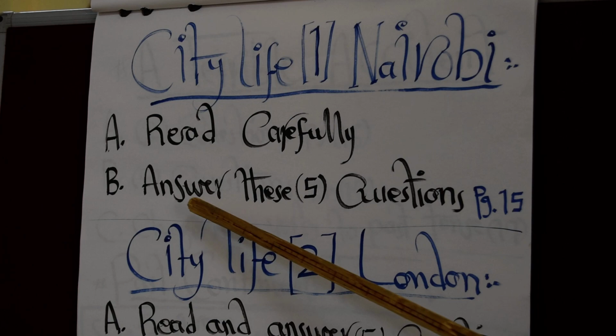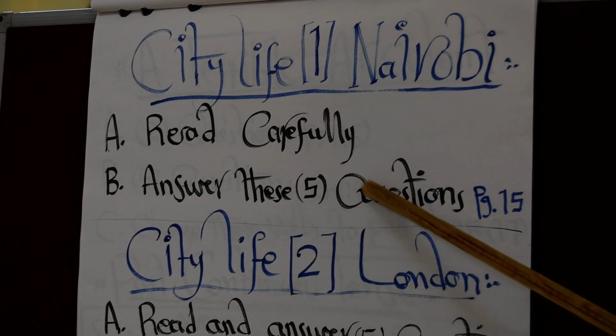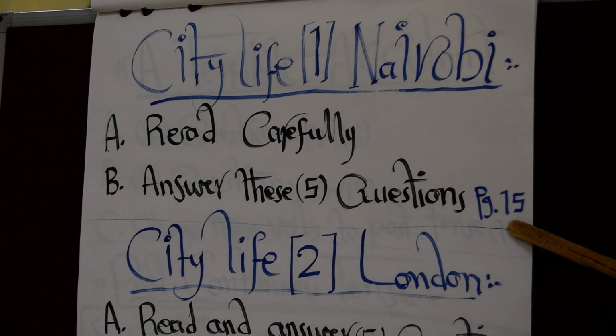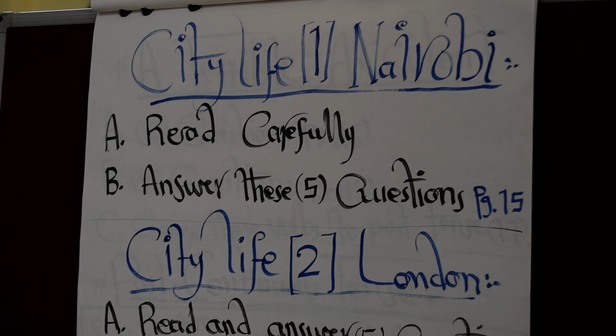Anyway, read about the city of Nairobi carefully, then answer those 5 questions. You will find those questions on page 15 of the book. That's it. That's about City Life 1, which is about Nairobi.